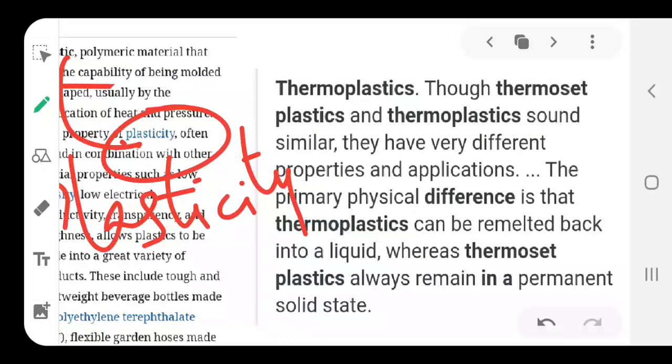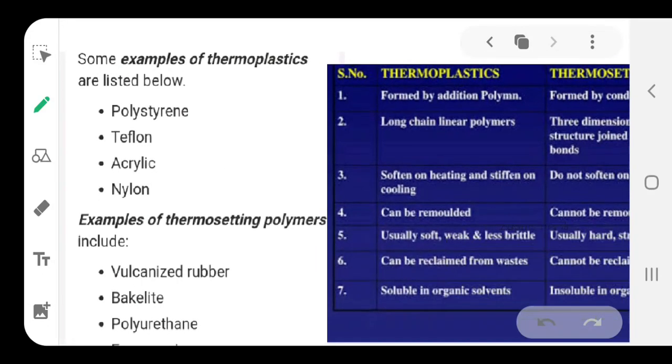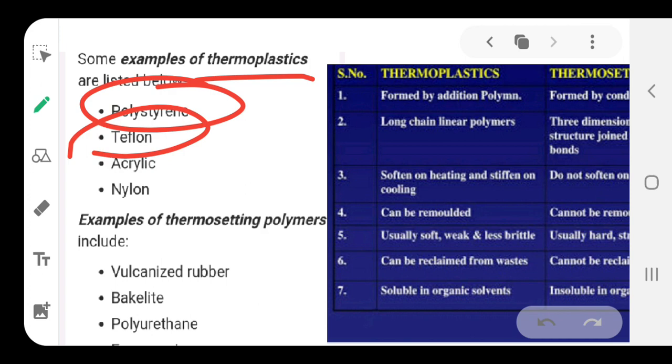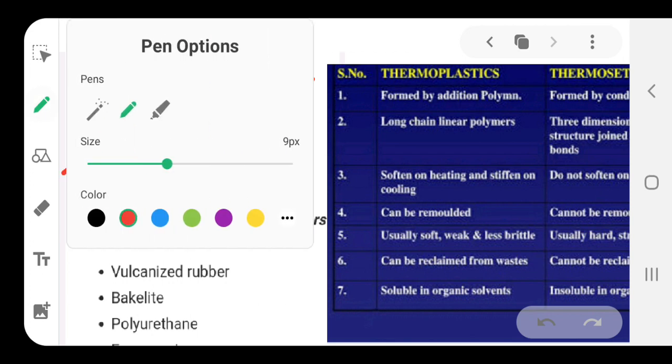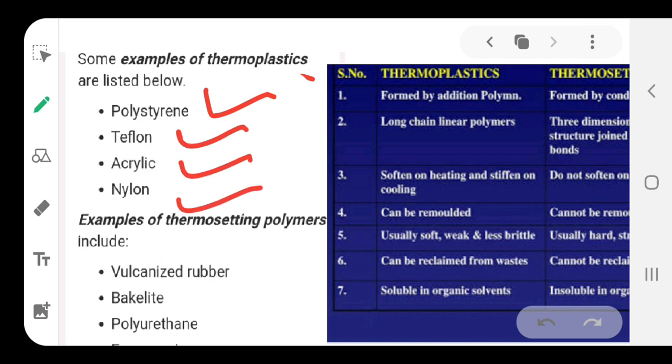Now let us read about the two terms that we have told you, thermoplastics and thermoset plastics. Write down these two terms in proper format. Before we know the difference, there are some examples. Underline the examples for thermoplastics. Examples are polystyrene, Teflon, acrylic and nylon. They are all thermoplastics, and all these terms should be known to you in complete detail.